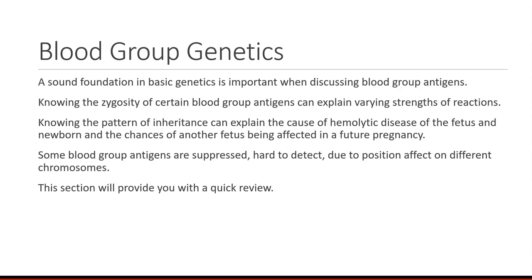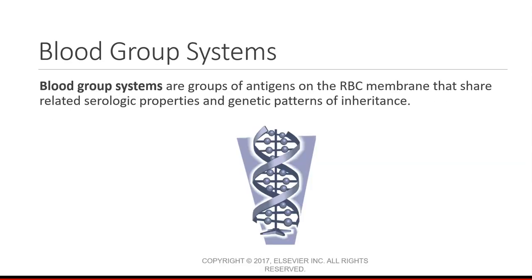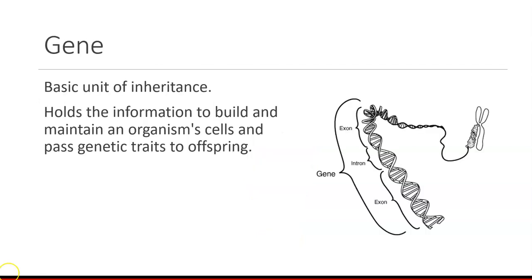So in this section, we're going to provide you with a quick review of the basics of genetics and its application to blood groups. Blood group systems are groups of antigens on the red cell membrane that share related serologic properties and genetic patterns of inheritance. So we're going to be bringing back some basic high school genetics.